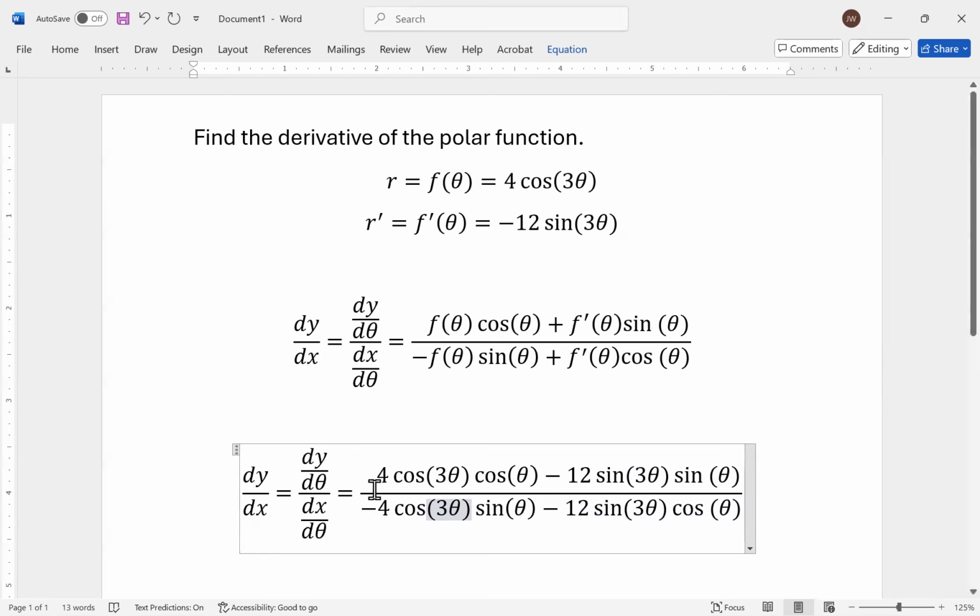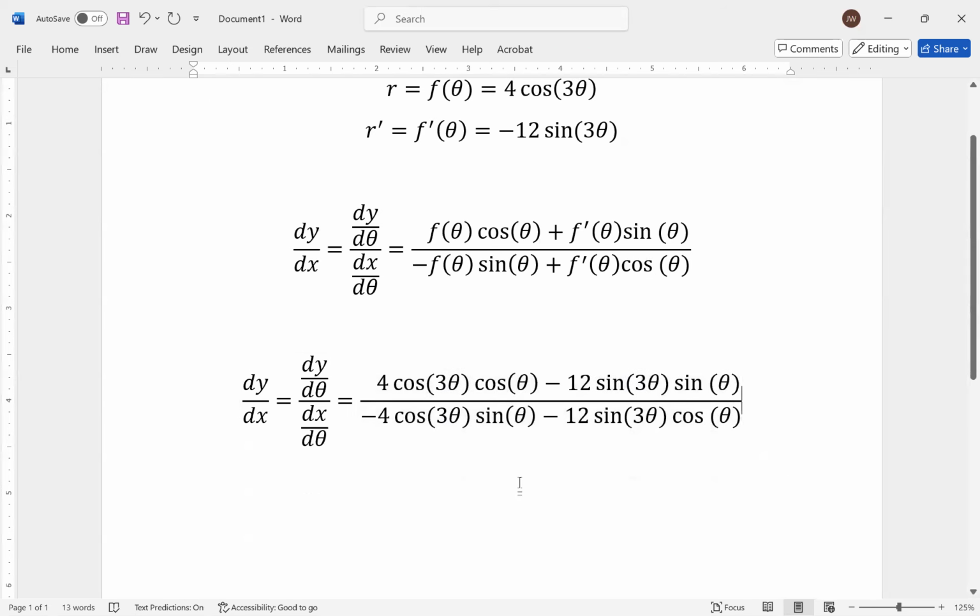And then I get this as my derivative. Now, obviously, I can simplify this if I want. We could probably use some trig identities if we'd really like to. I am not going to do that right now. I think it's fairly obvious that we could factor a 4 from the numerator and factor a 4 from the denominator and then cancel some things.